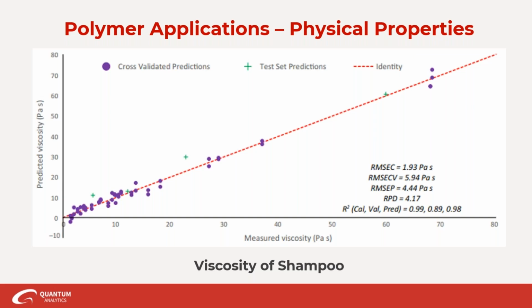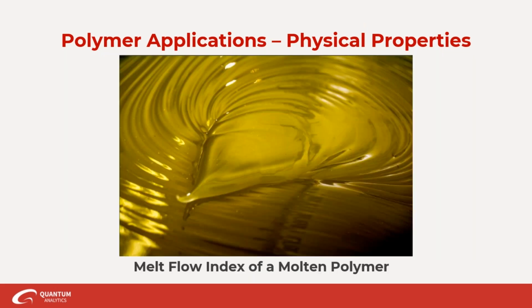This was a fairly new study, and I wanted to include it. This is a model measuring the viscosity of shampoo, the Pa·s you hear. That's just a different way to express the standard viscosity unit of Newton second per square meter. And again, you see the statistical numbers here are pretty good, so this model worked well. And then another very important physical property in polymers is melt flow index.